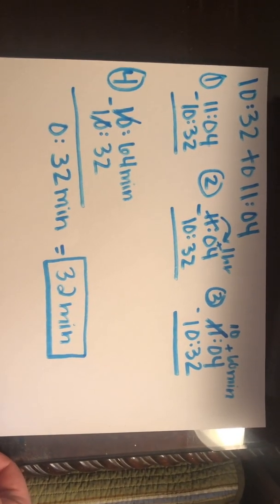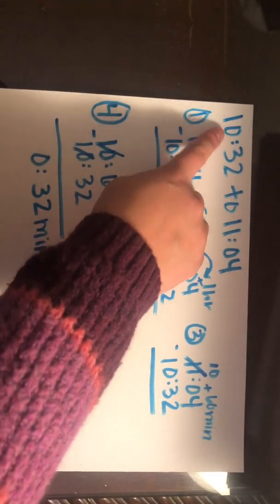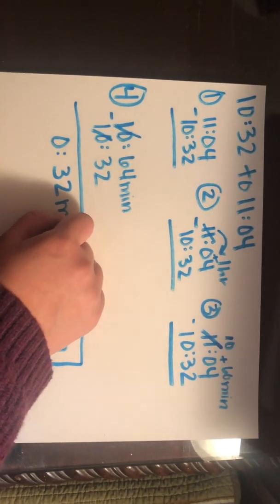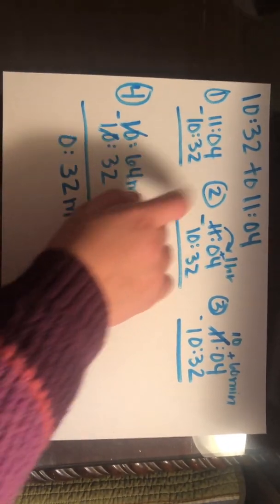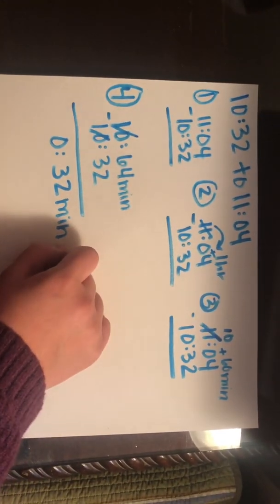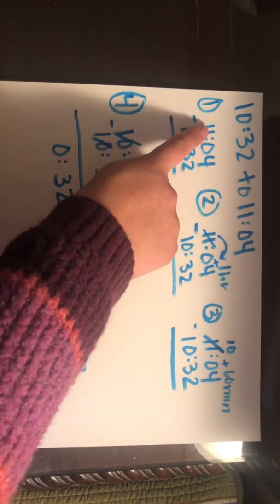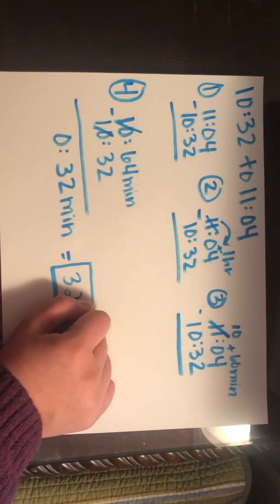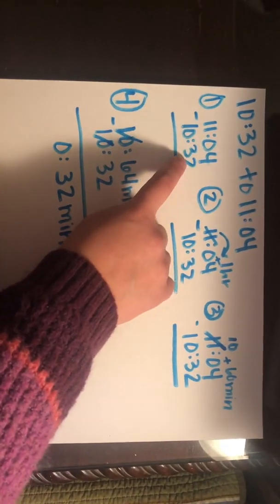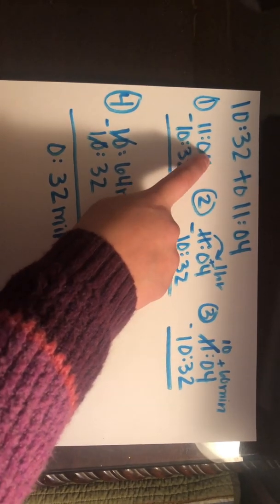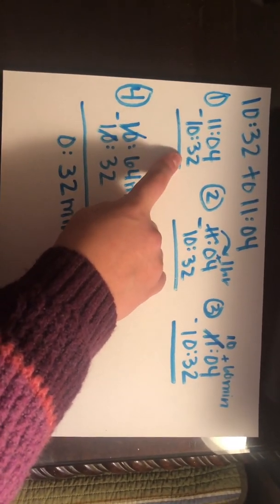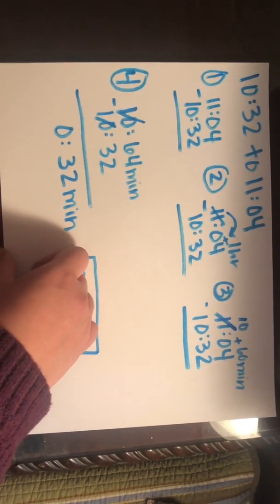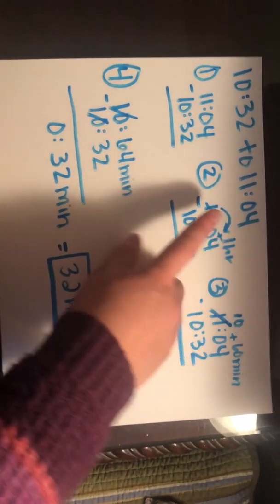Alright, for our last example, we have 10:32 to 11:04. So we know that we're trying to find the difference between these two times. So we'll do 11:04 minus 10:32. Immediately we can see that you cannot subtract 32 from 4. You cannot subtract 32 minutes from 4 minutes without getting a negative time, and we don't have negative time.